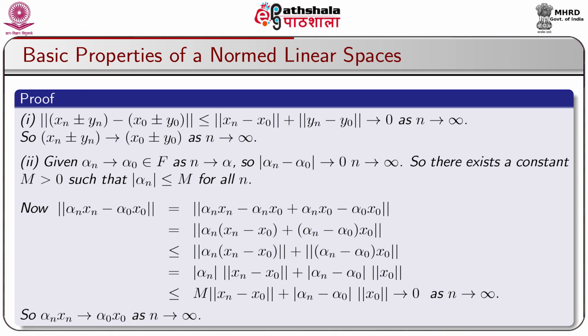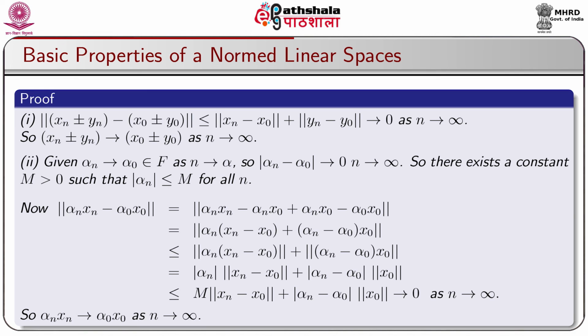For 1, norm of xn plus minus yn minus x naught plus minus y naught is less than or equal to norm of xn minus x naught plus norm of yn minus y naught, which goes to 0 as n tends to infinity. So, xn plus minus yn goes to x naught plus minus y naught as n tends to infinity, where x naught plus minus y naught belongs to X, because X is a linear space.